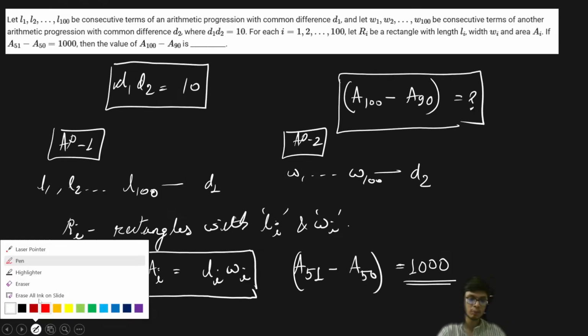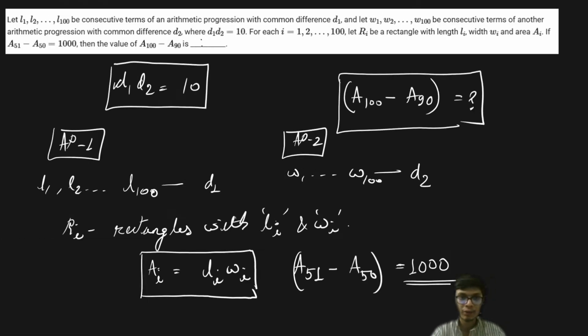So therefore, the numeric value of the difference of the area is going to come out as 18900.